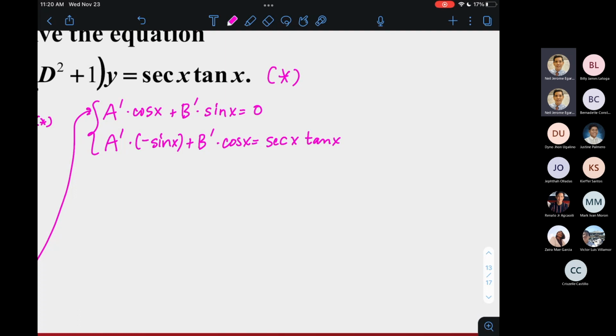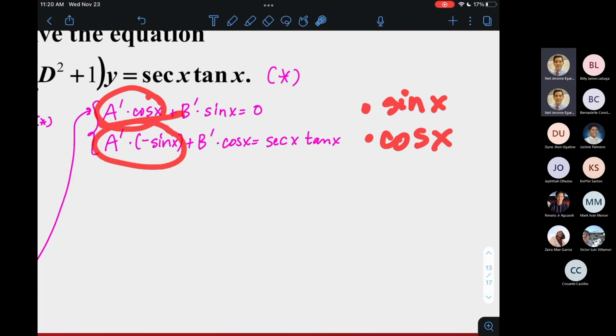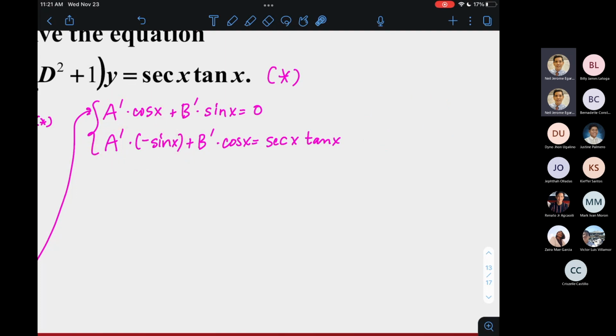All right. Now, how do we solve this? You can use Cramer's rule, you can use substitution, but here I'm going to use elimination. Okay? Gusto kong mag-eliminate ng variable. Again, the unknowns here are A prime and B prime. So, pwede kong i-multiply both sides ng first equation by sine x. And then multiply both sides of the second equation by cosine x para makancel yung may A prime. Kasi ito ay magiging A prime times sine x cosine x. Ito ay magiging negative A prime times sine x cosine x. So magka-cancel sila pag in-add ko.